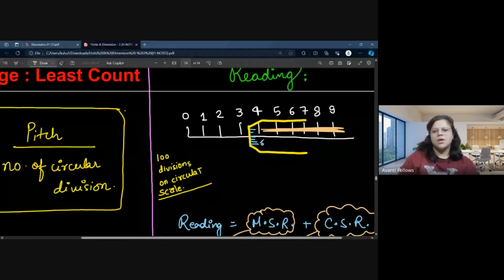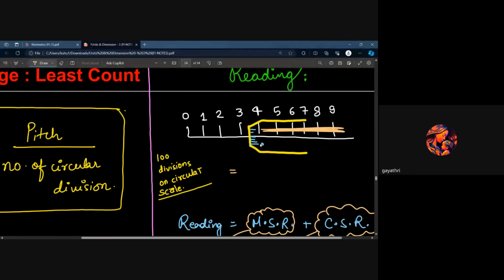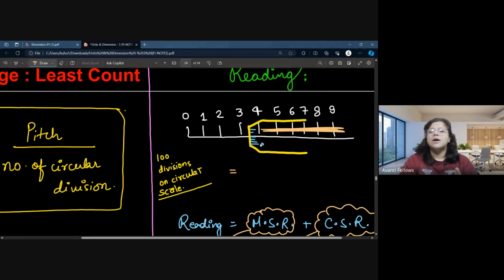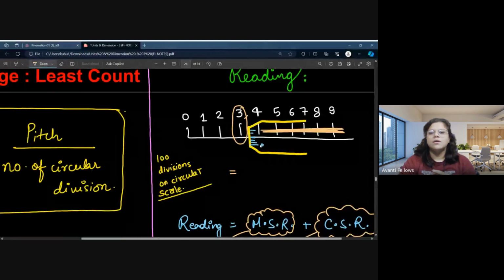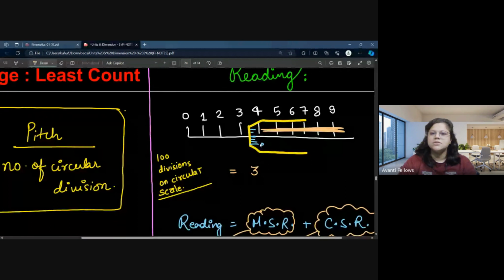Tell me here, what is the division on the main scale which is just before the circular scale? Okay, but tell me. 3.5. Why 0.5? I can only see 3. There is no 0.5. Okay, I can see only 3. So main scale reading is 3.